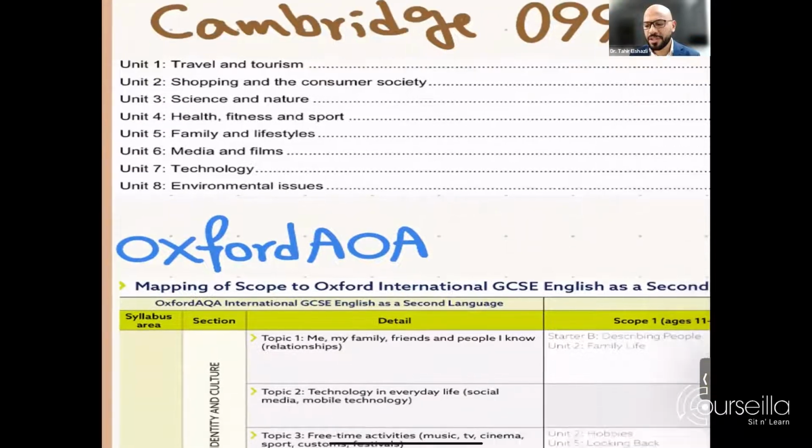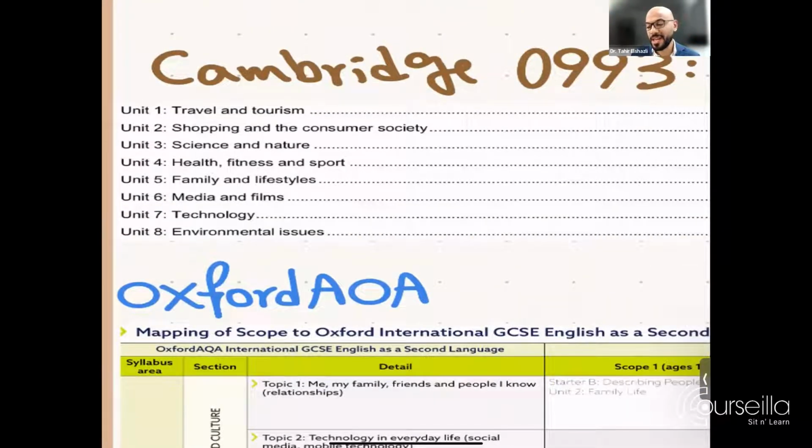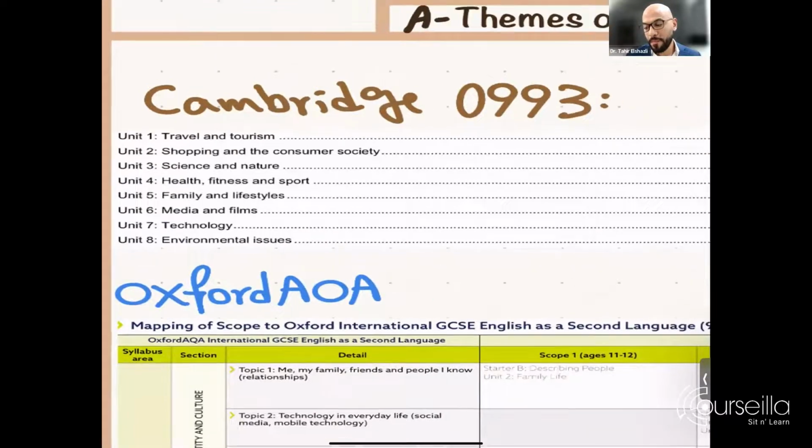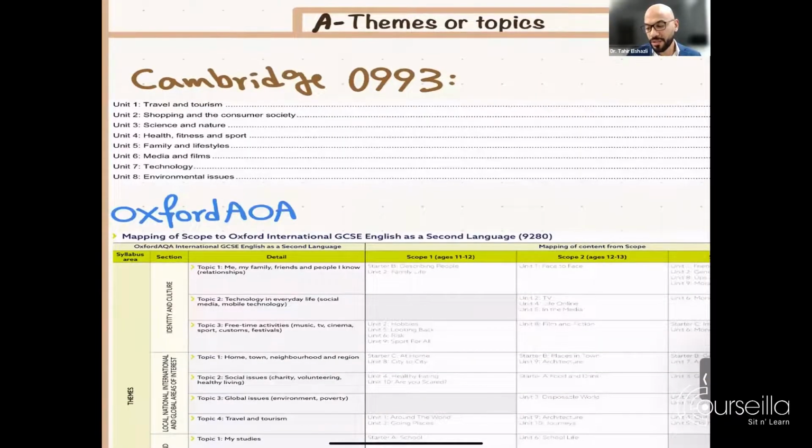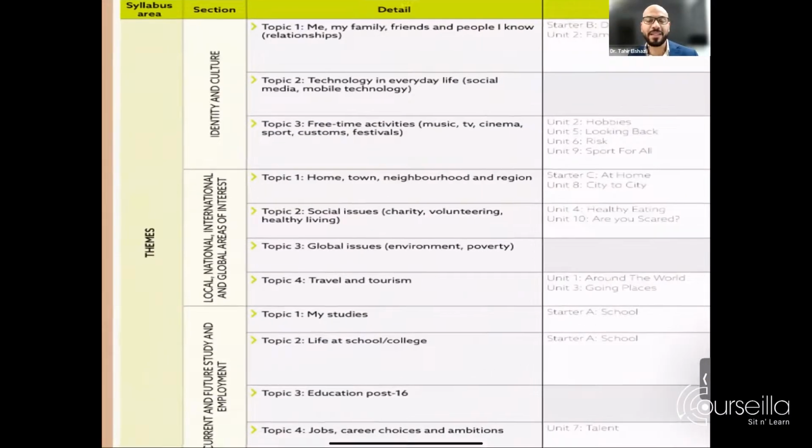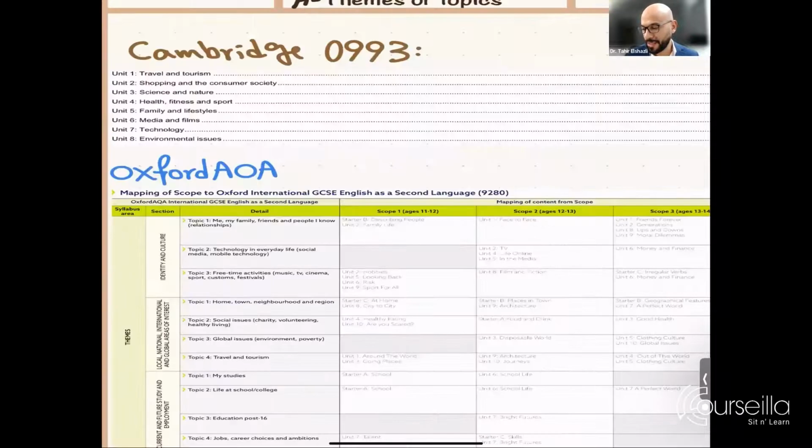Travel and tourism, shopping and consumer society, science and nature, health, family, media and films, technology, environmental issues. Compared to Oxford AQA topics, we find that they are pretty much the same. Very close, very similar. يعني range of topics في writing وفي reading وفي listening هنا وهنا بين two examination boards شبه بعض. طيب جميل جدا.